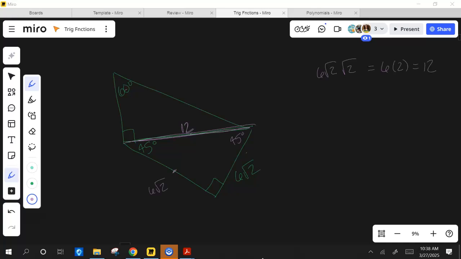All right, so now, this is 30. I need to make my way back to the short leg. What do I have? I have the long leg, right? How do I get from long leg to short leg? Divide it by the square root of 3. If I divide by the square root of 3, watch what happens. I get 12 root 3 over 3. What's 12 divided by 3? 4 times the square root of 3. This side is 4 square root of 3. Then I double that. Good.